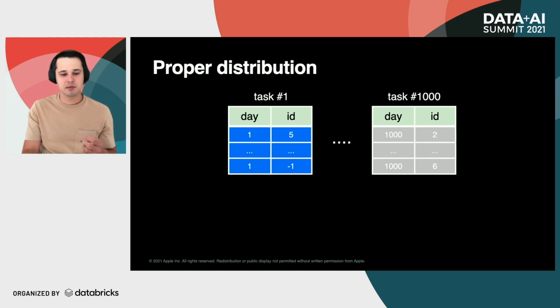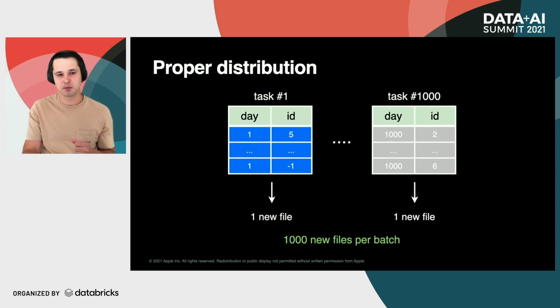At the same time, if you distributed your records correctly, you would have prevented this issue altogether. In the example here, we distributed the data perfectly so that each task has records for just a single day, meaning that each task will write 1 new file, and this will be overall 1,000 files per batch, which is substantially fewer files than 1 million files.